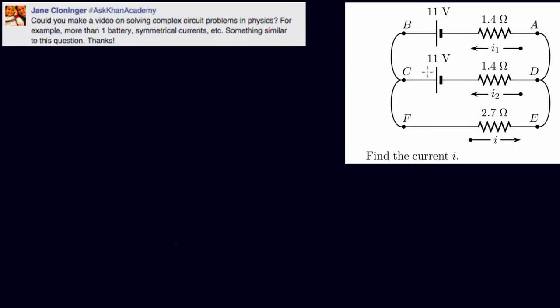We have two batteries in it, which is a bit unusual. There's two resistors here. They happen to have the same value, 1.4 ohms. There's a third resistor connected up. And the question we're being asked is to find what's the current in this resistor right here. So that's what we're looking for.